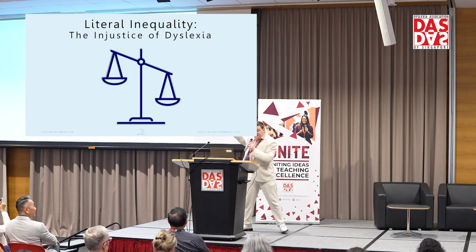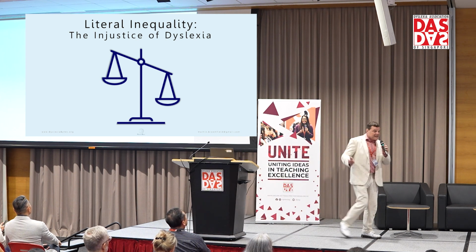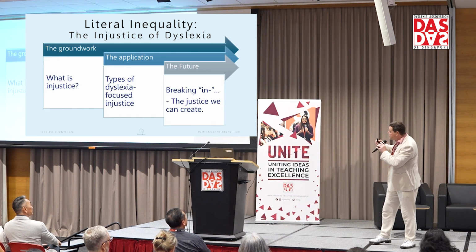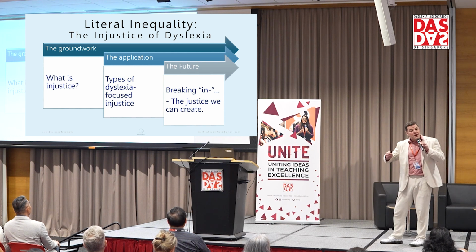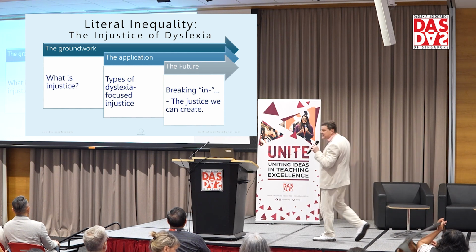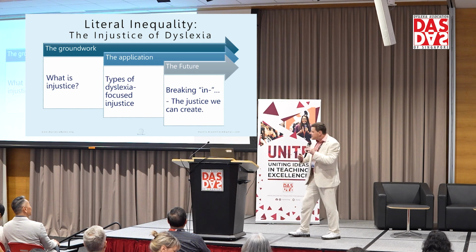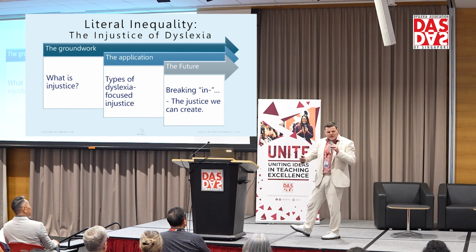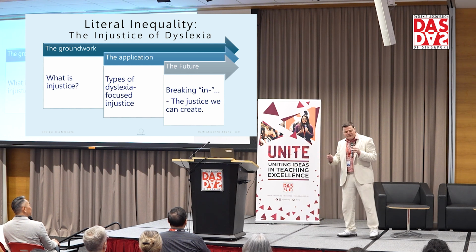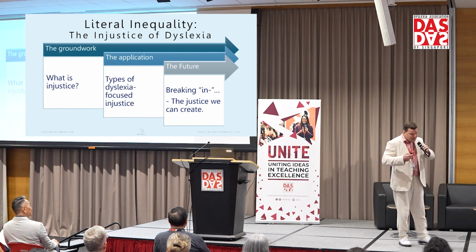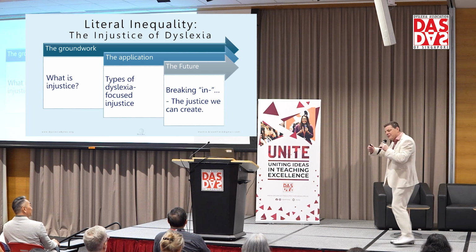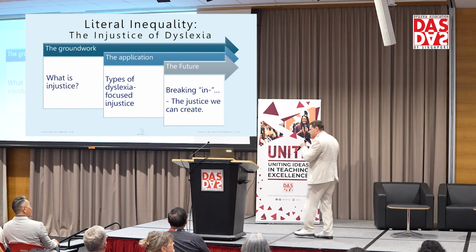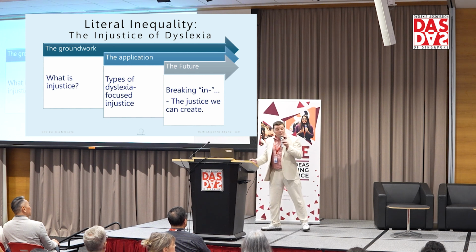Today we're going to talk about literal injustice, the inequalities of dyslexia. Very quickly, I'm just going to explain what I mean when I say that. First of all, I'm going to set the groundwork for what is injustice. Then we're going to look at types of dyslexia-focused injustice. And then we're going to have a very quick look at what we can do about that, breaking in. So we break out the "in" from justice. So we create justice from injustice, hopefully.